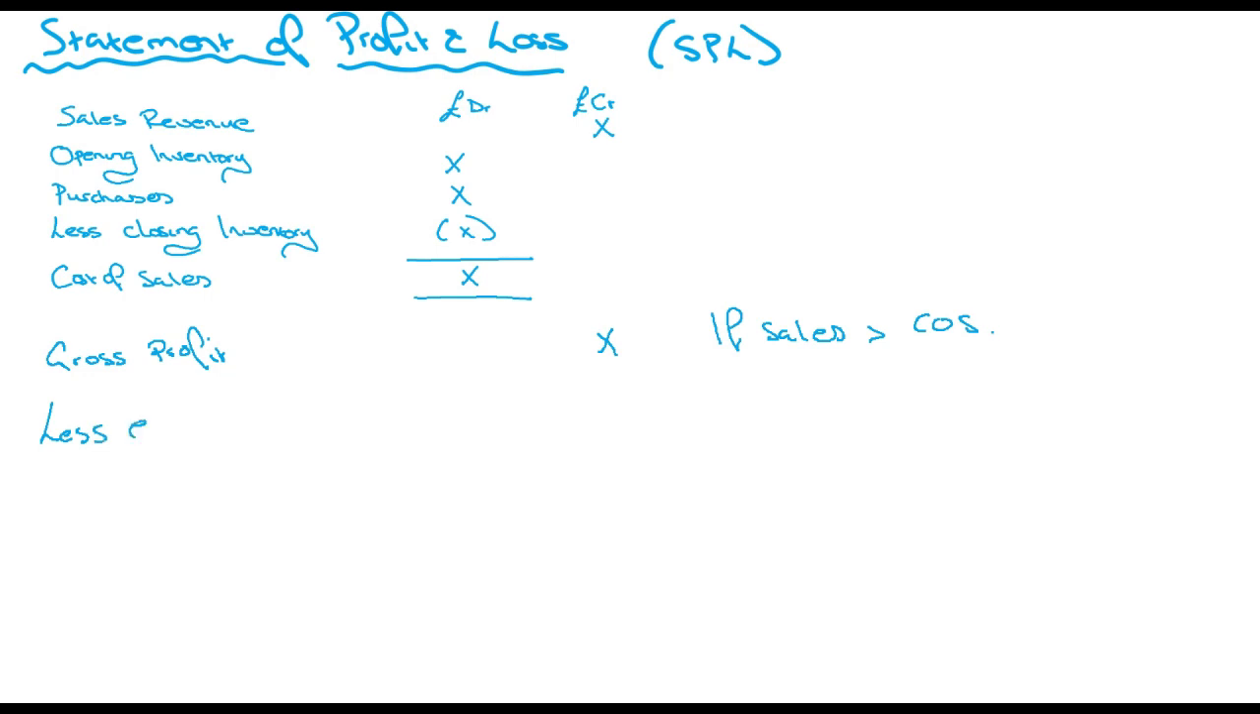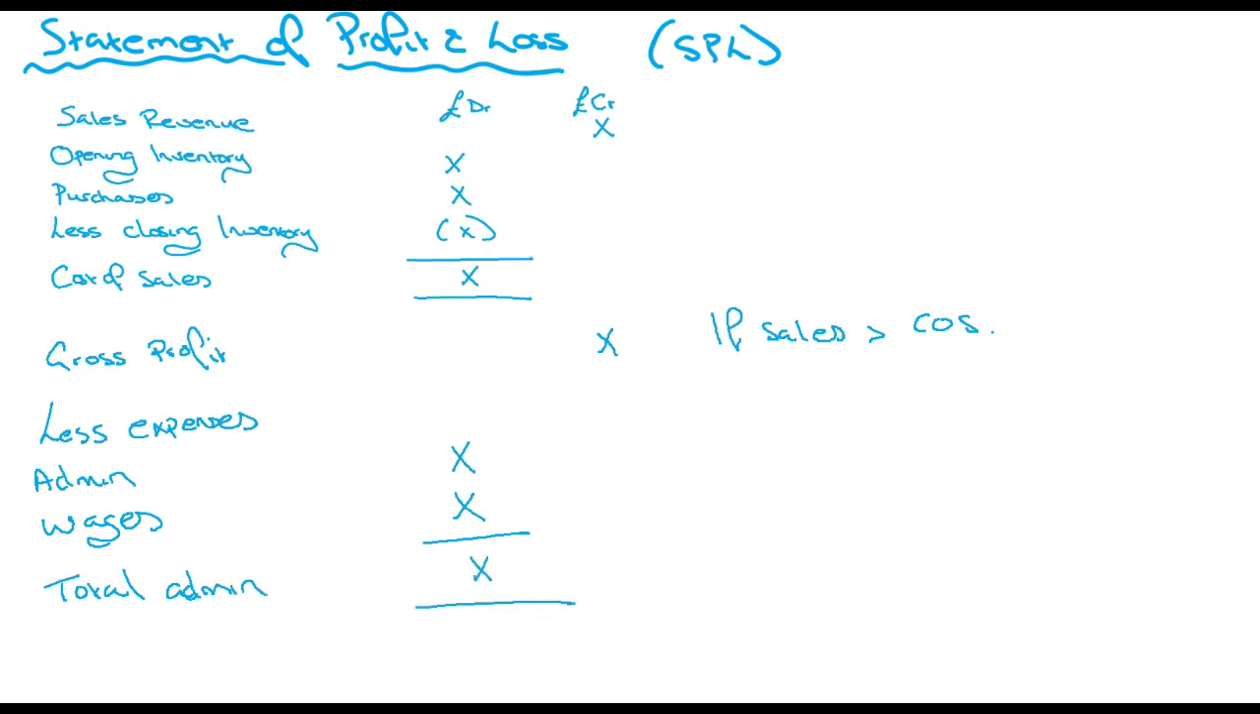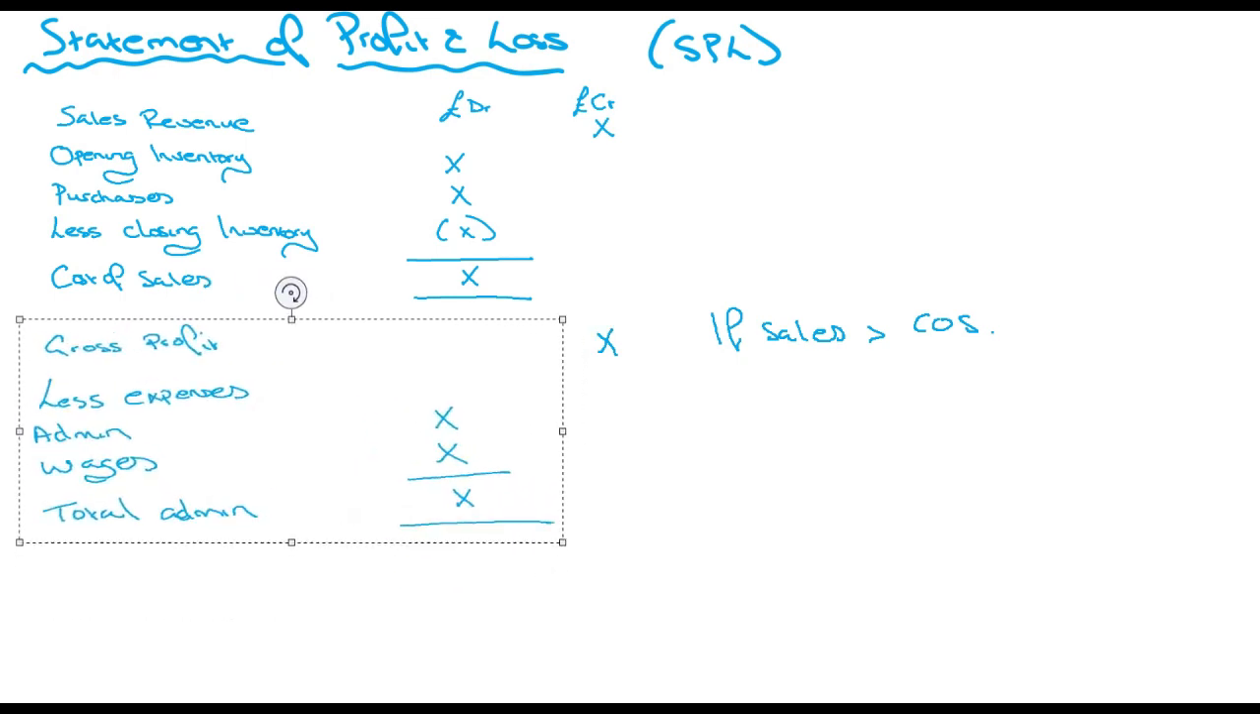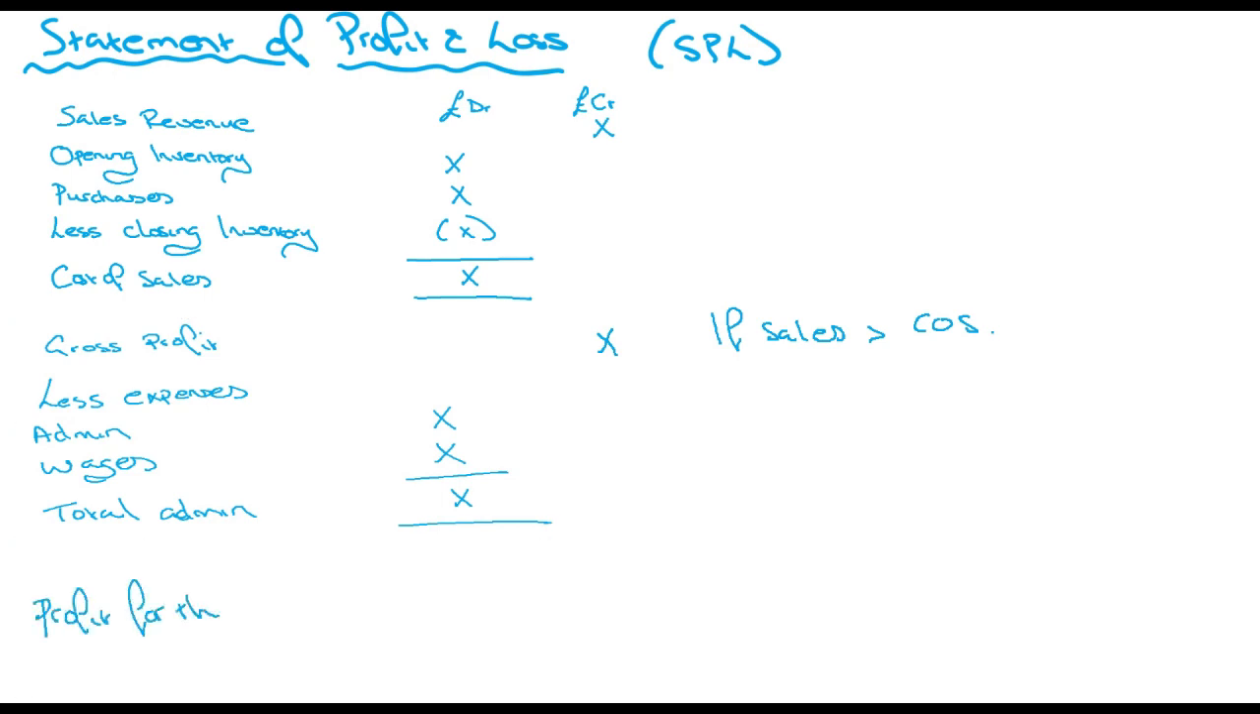Next we've got expenses, so we have admin and wages. These, as we know, are debits, and then we'll have total admin expenses. Let's make that a tiny bit smaller. There we go. And then we have profit for the year. If all of your sales is more than your total expenses in the year, then you're going to have a credit profit for the year, but that will show as a positive on the actual statement of profit and loss. I'm just trying to show you the debits and credits here.